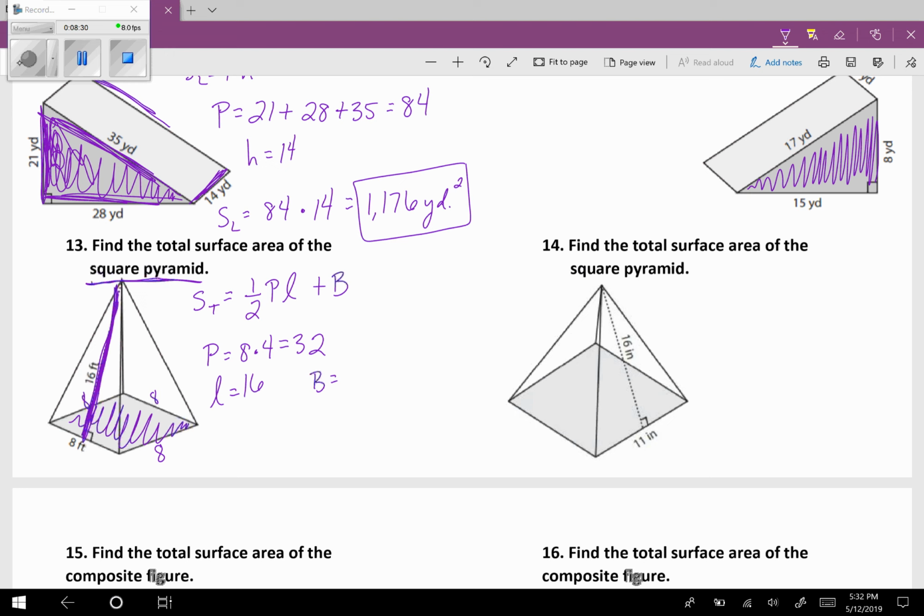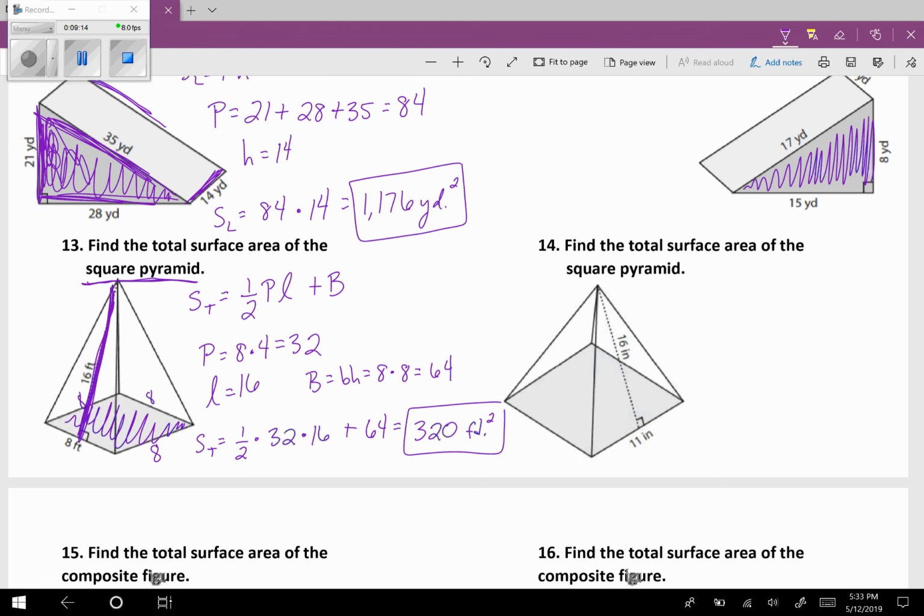Guys, our base is a square, so you can do base times height, but since it's a square, the base and the height of your bottom part are both the same. So it's 8 times 8, so 64. And now we just plug in. Total surface area is 1/2 times our perimeter, 32, times our slant height, 16, plus the area of that base, which is 64. If you type that on the calculator, you're going to end up with 320, and it's feet squared.